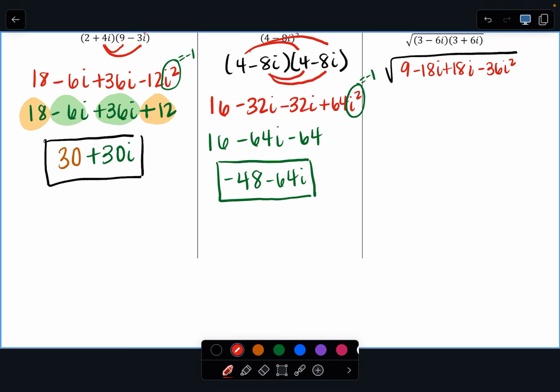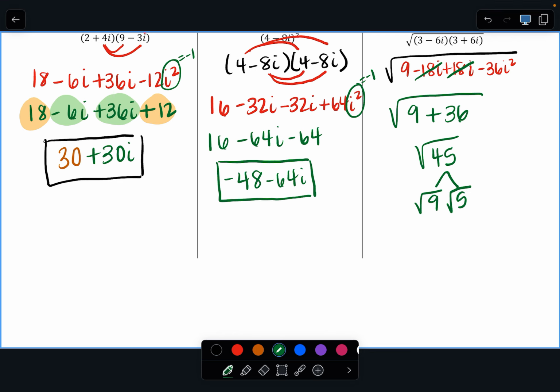Okay, you should be where I am. What did we say i squared is? Negative 1. What happens to negative 18i and positive 18i? They cancel. Square root of 9 plus 36. What's 9 plus 36? 45. What do you think I have to do to this radical at the end? Simplify it. What is a factor of 45 that is a perfect square? 9 and 5. Square root of 9, square root of 5. What is the square root of 9? 3. 3 square roots of 5.